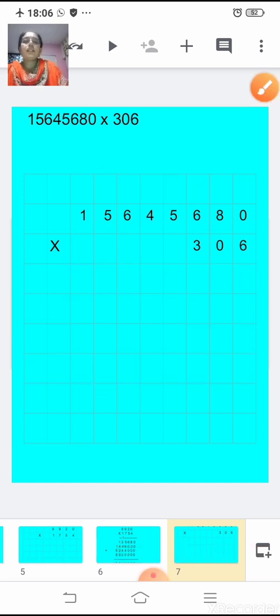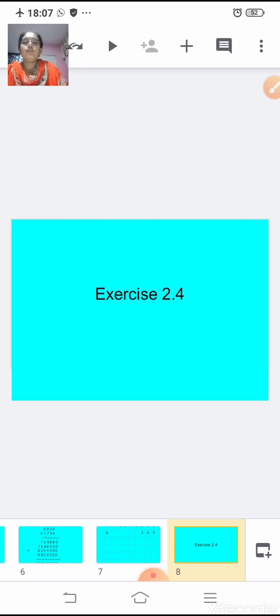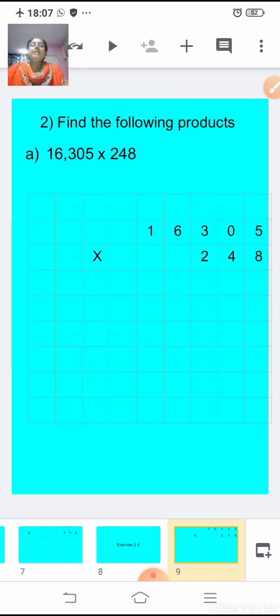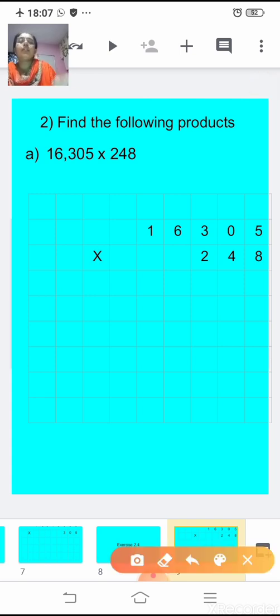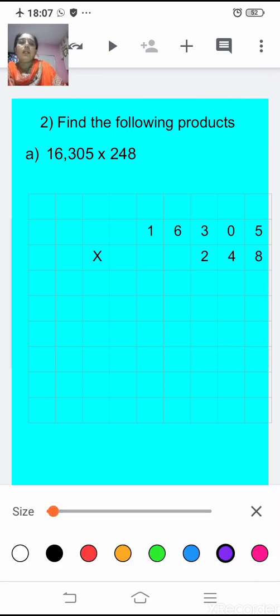So coming to the exercise sums, we'll be doing some exercise sums from 2.4. Yes, the first sum is 16,305 multiplied by 248. Now this exercise sums you have to copy down in your notebook. Whatever the assignment sums I'm giving, you have to do it in your homework part. So we'll start with this multiplication. Now I think you are very much thorough with how to multiply it. Again here we'll start with the ones column.